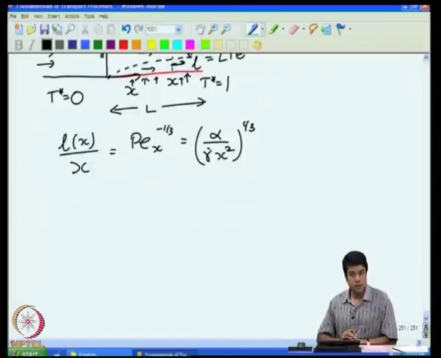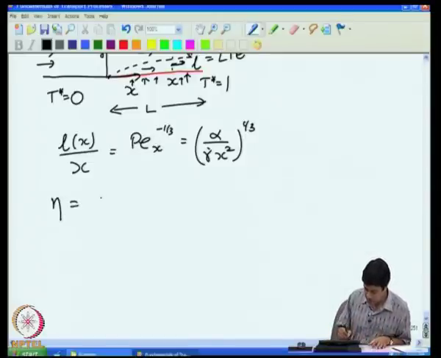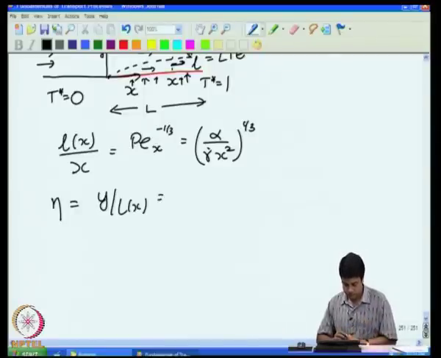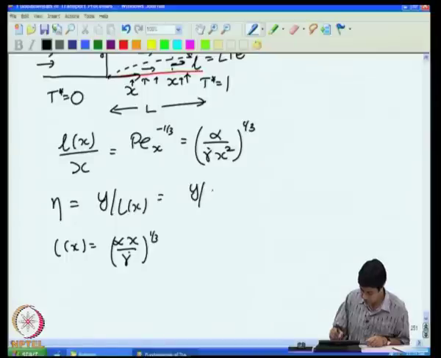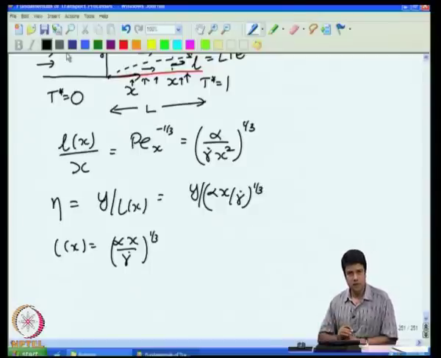This will enable us to get a similarity solution, because if the length scale in the y direction is L, then I can define a scaled similarity variable as y by L of x. And L of x is equal to alpha x by gamma dot power 1/3. So I can define this as y by alpha x by gamma dot power 1/3. This was obtained just from the consideration that at a given location x, the temperature should depend only upon the distance from the start of the heating section, not the total length of the plate itself.